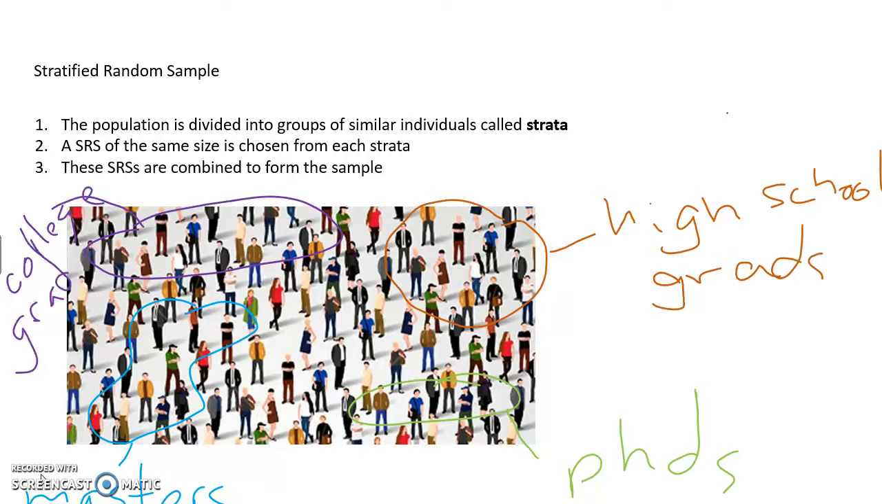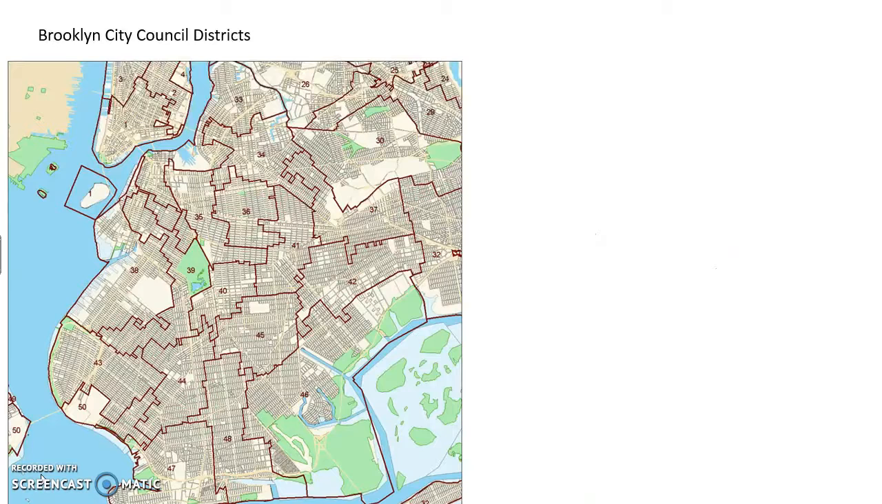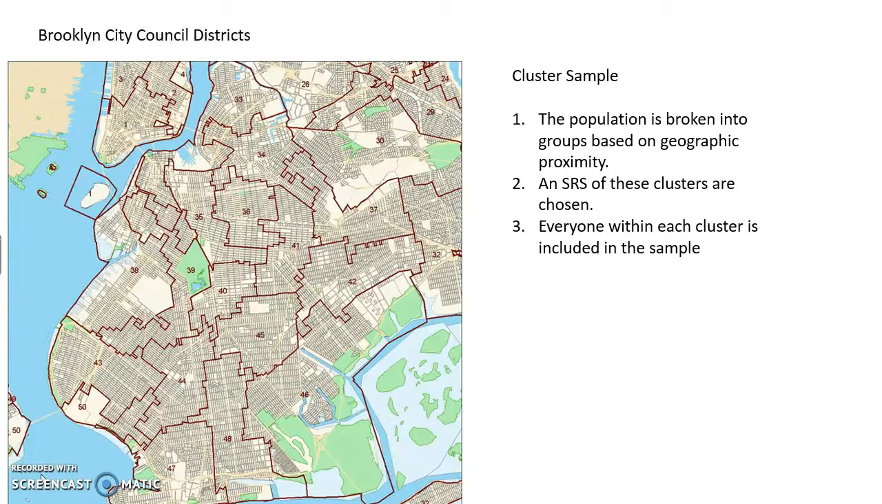For populations that are large and spread out, an SRS or stratified random sample may be too difficult to execute. Instead, a cluster sample may be used. The populations are divided into groups based on geographic proximity called clusters. Then, a simple random sample is chosen of each cluster. Within each chosen cluster, every individual is included in the sample.